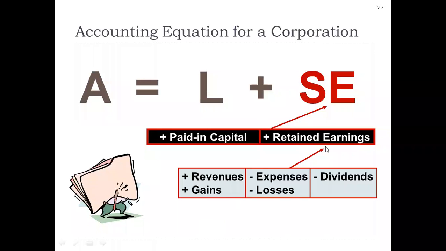So retained earnings can be further broken out into revenues and gains. Those are positives. They increase retained earnings. And expenses and losses. Those are negatives. They reduce retained earnings. And then dividends are what's paid out to shareholders. So that decreases retained earnings as well. Okay, so this is the accounting equation for a corporation.